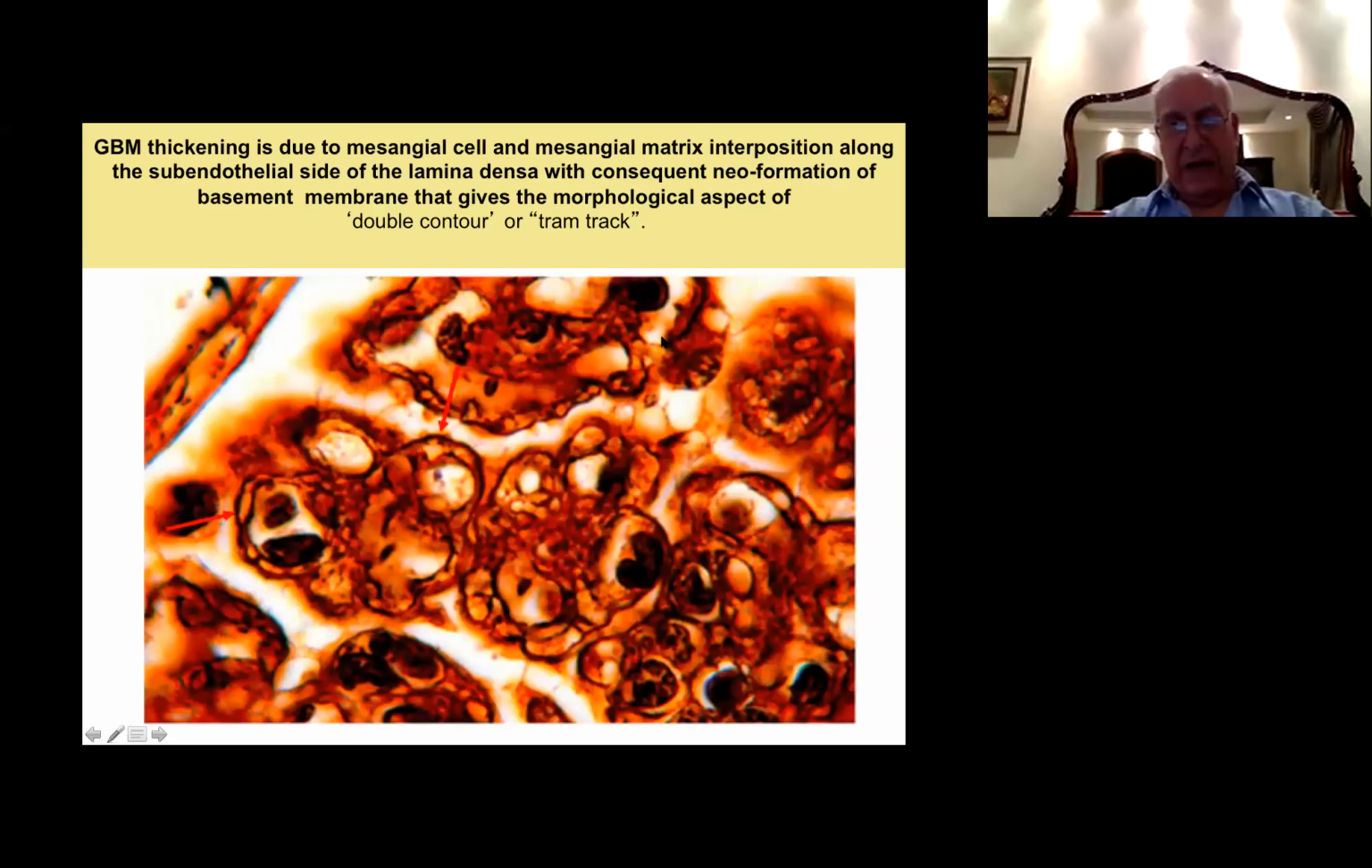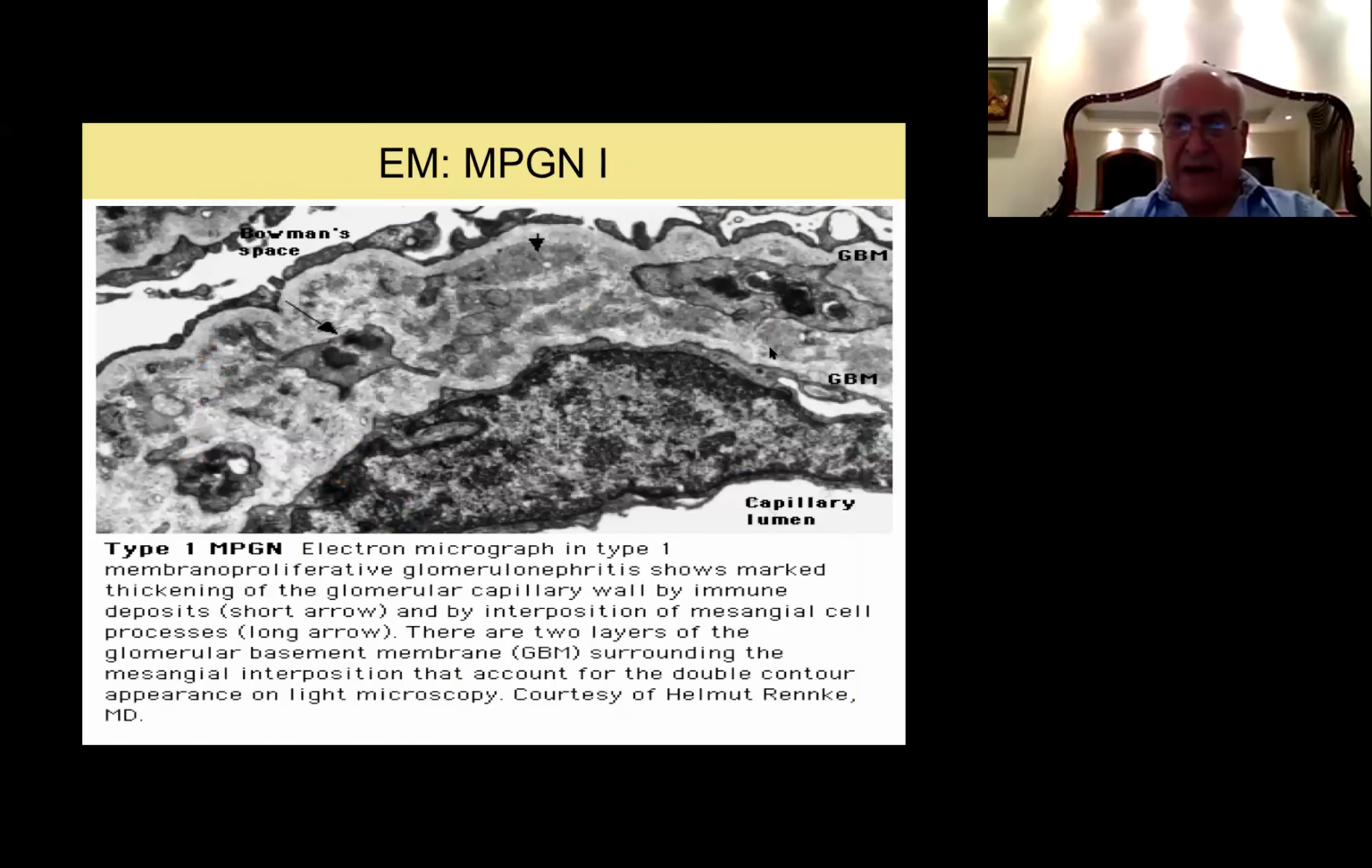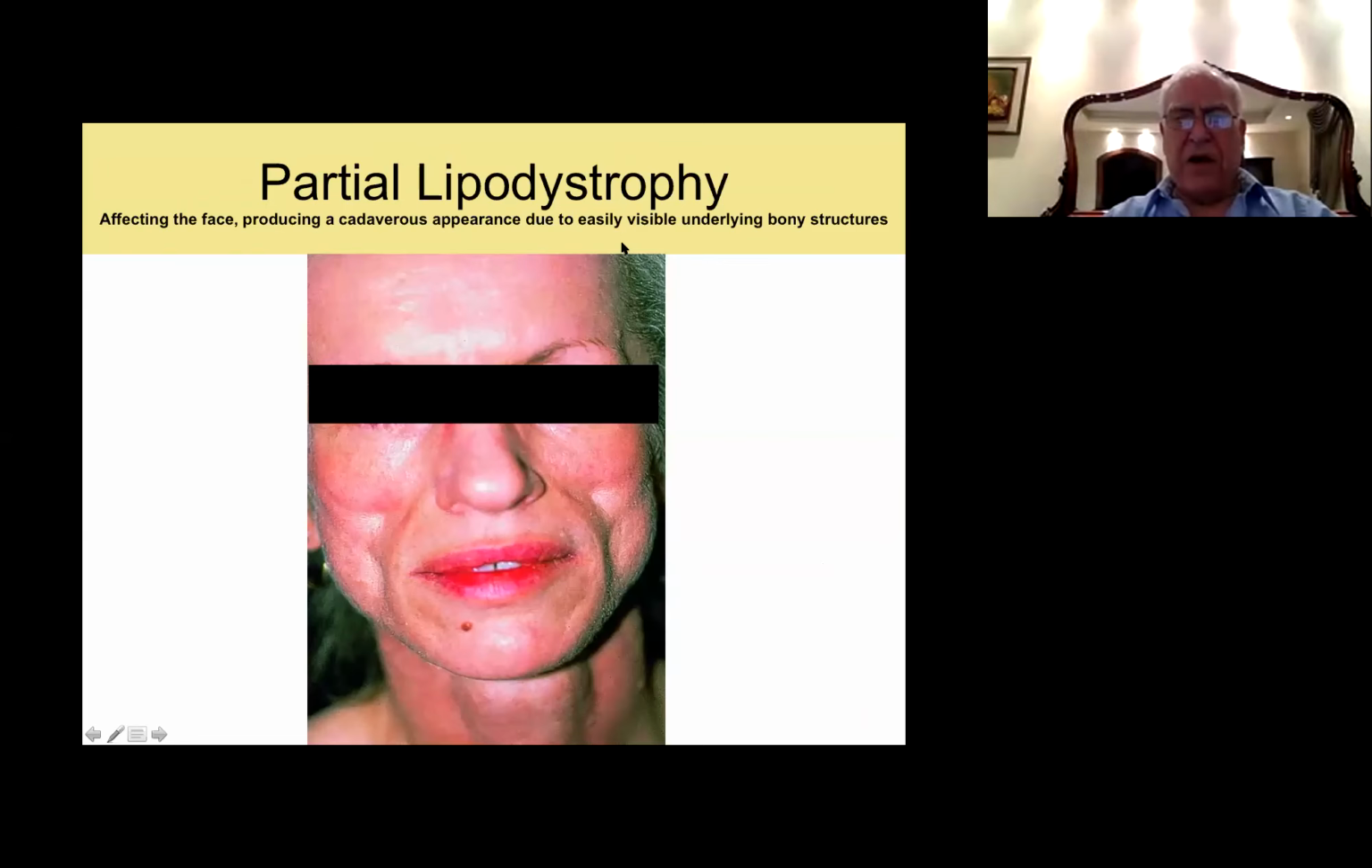membranoproliferative. On electron microscopy, that's part of the basement membrane, that's part of the basement membrane, and that's a new material, inflammation in between. That's what you call this tram track appearance. If you are having this patient with lipodystrophy, then your diagnosis is membranoproliferative. As you'll see, this is typical facial lipodystrophy.